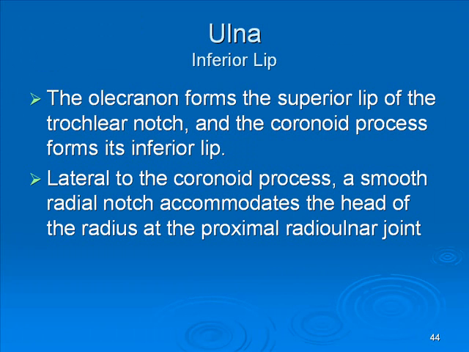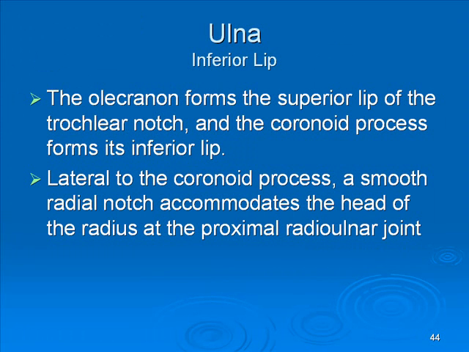The olecranon, we're talking about the ulna bone now. The olecranon forms the superior lip of the trochlear notch, and the coronoid process forms the inferior lip. And again, that's just the lower portion. This is the olecranon. This is the coronoid when you look at the ulna bone.